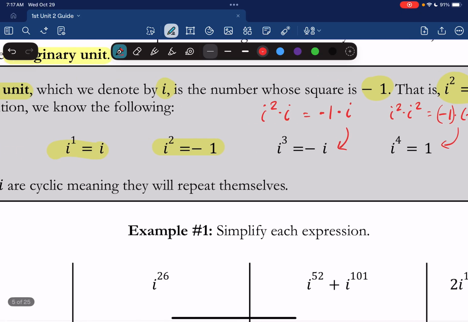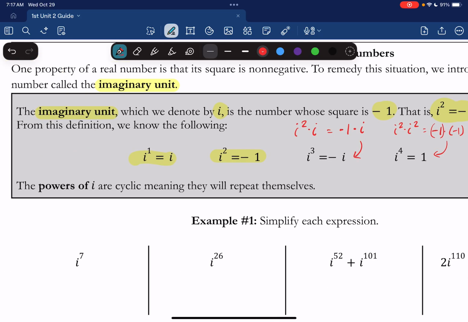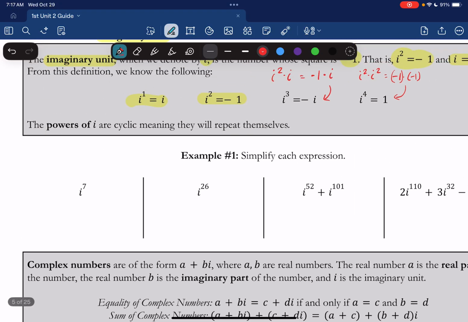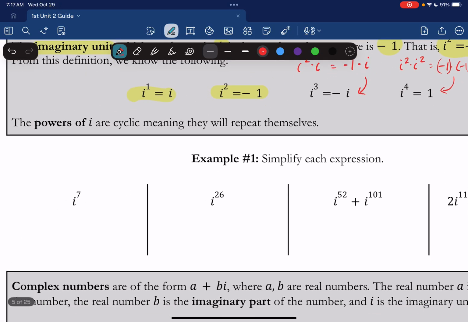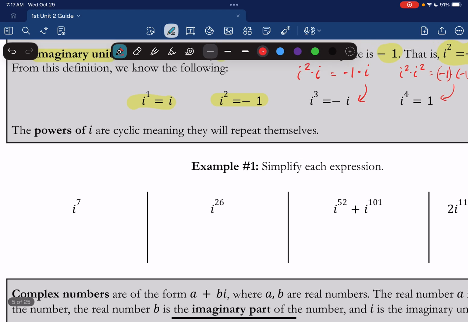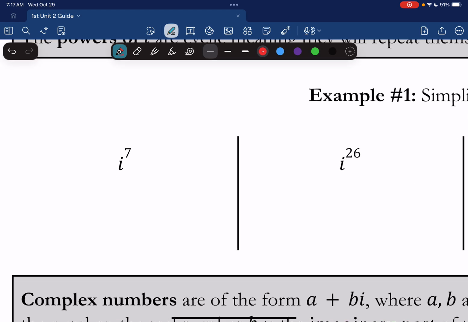So these four values are going to allow us to evaluate any power of i. I could have a power in the thousands, and I can still find it very quickly. How it works is when we evaluate these things, we're going to be dividing by 4, and then I'm going to ask myself, which of these 4 powers is it equal to? So I'm going to start with i to the 7th. What I'm going to do is divide my exponent by 4. So 7 divided by 4 is 1.75.